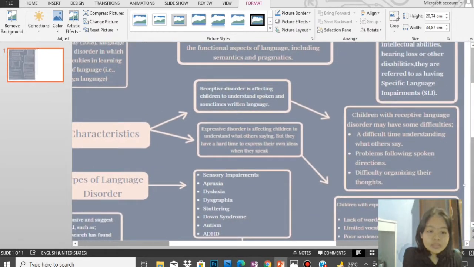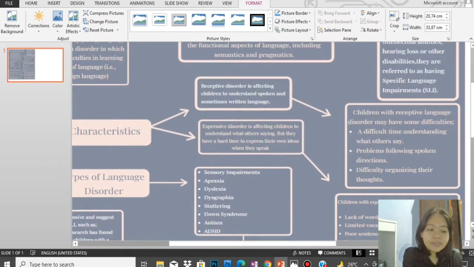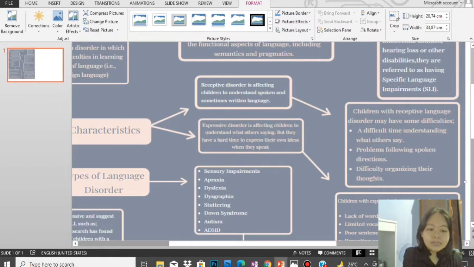Children with receptive language disorder may have some difficulties, such as difficult times understanding what others say, problems following spoken direction, difficulty organizing their thoughts.